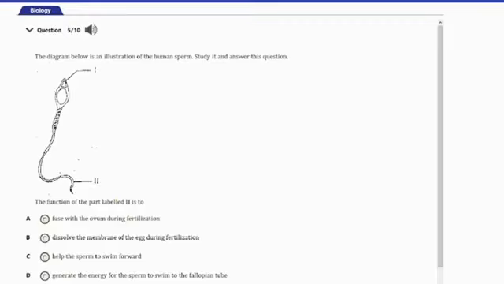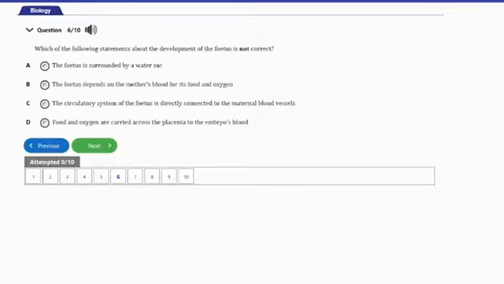So let's go ahead and consider the next question, question number 6. It says, which of the following statements about the development of the fetus is not correct? A, the fetus is surrounded by a water sac. B, the fetus depends on the mother's blood for its food and oxygen. C, the circulatory system of the fetus is directly connected to the maternal blood vessels. D, food and oxygen are carried across the placenta to the embryo's blood.